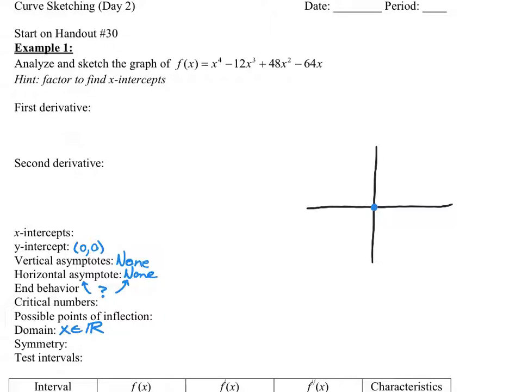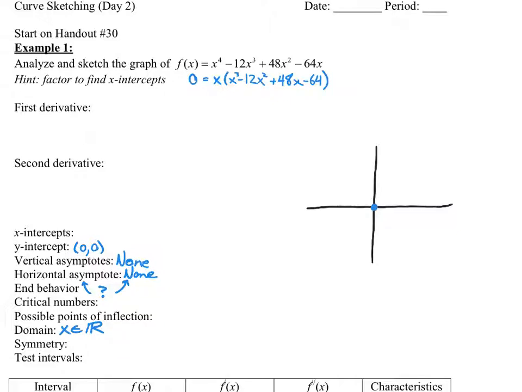So let's do the last thing that's not going to take any more calculus, and that is our x-intercepts. And this one actually gave us a little hint. We could factor to find our x-intercepts. That's kind of nice. So, x-intercepts, 0 equals, how are we going to factor? Grouping. Okay, we could factor by grouping. Can we do something before we even group it? Take x out. Yeah, let's take out the x. And then we've got x cubed minus 12x squared plus 48x minus 64.